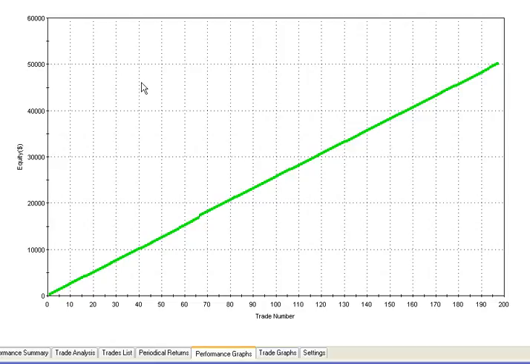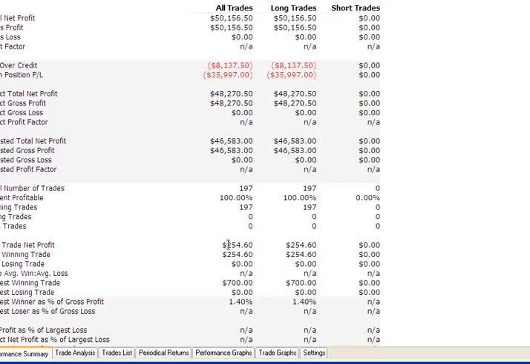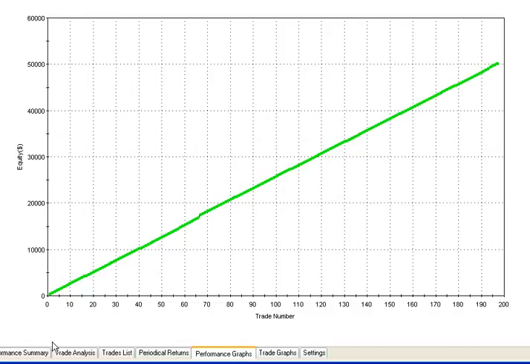The way to determine what the average trade net profit is, is to look at this number, which is your total equity earned through all these trades, 50,000 over what looks to be like 195, 196 or 197. So you take 50,000 over that and you'll get an average trade net profit of about $254. That's really significant.